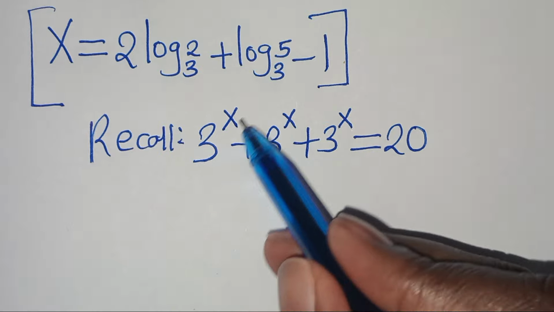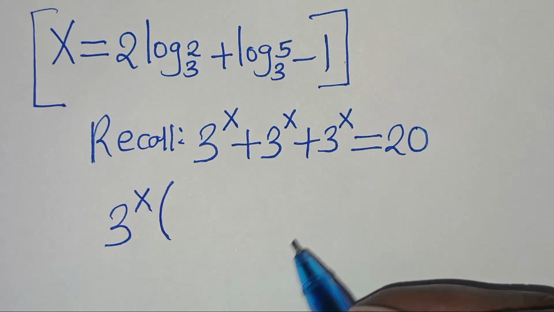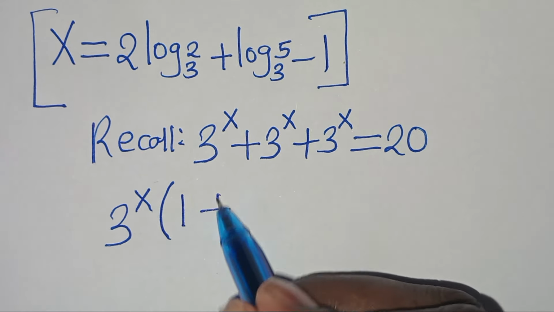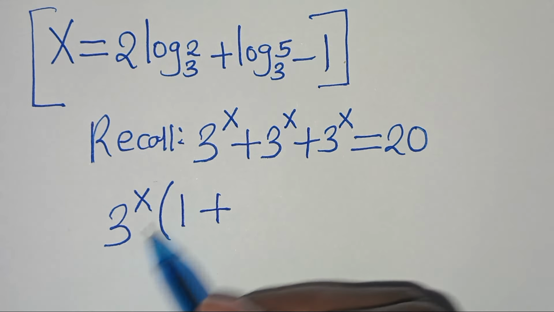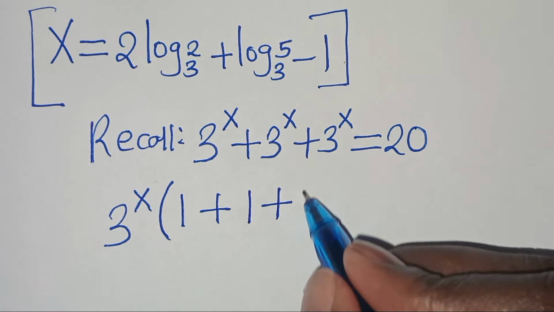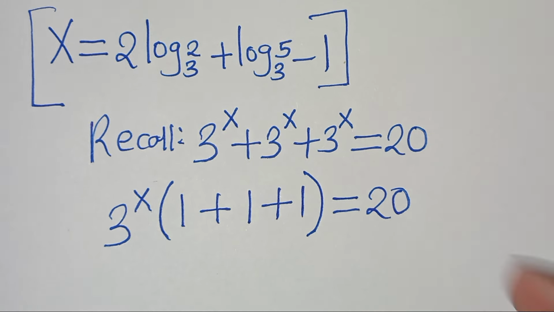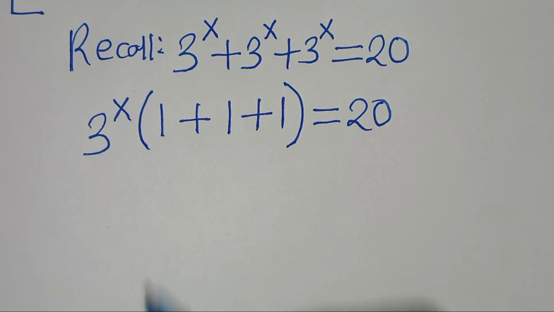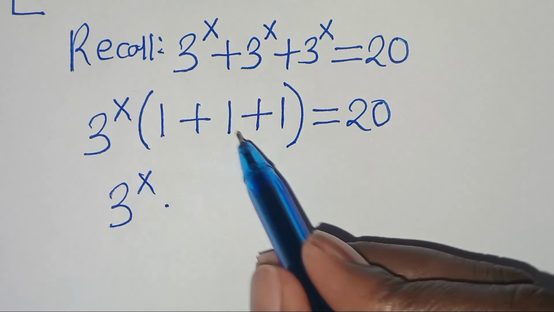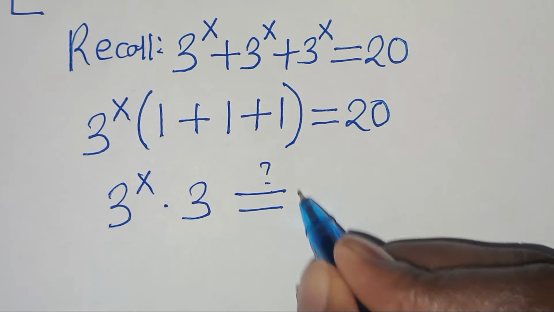Now, since 3 to the power of x is common here, we factor out 3 to the power of x, so that now 3 to the power of x divided by 3 to the power of x is 1, plus 3 to the power of x divided by 3 to the power of x is 1, then plus 3 to the power of x divided by 3 to the power of x is 1, and this is equal to 20. So we have 3 to the power of x multiplied by 1 plus 1 plus 1, which is 3. This should give us a value of 20.